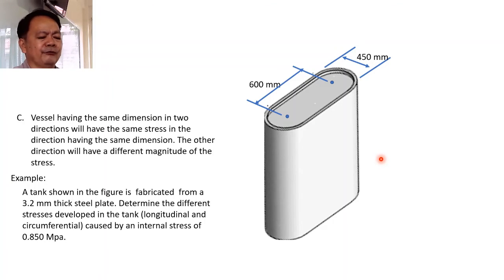And we are required here to find the stresses developed. Ito yung sinasabi natin a vessel that has different dimensions in the three directions. So, iba yung dimension niya in this direction, iba rin yung dimension in this direction, at lalong iba rin yung dimension in that direction. Kapag ganito yung tangke natin, asahan natin, ang stresses na makukuha natin, tatlo din. One stress is in this direction, the other one is in this direction, and the other one is in the direction along the longitudinal.